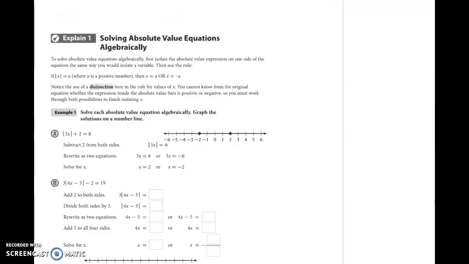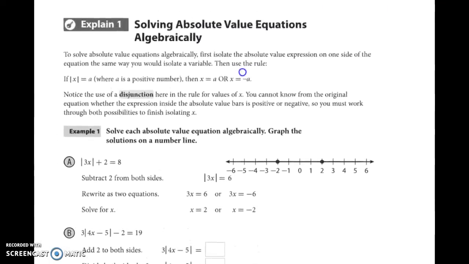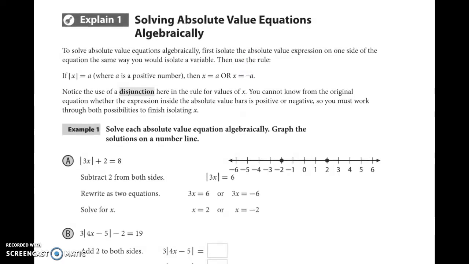So I'm going to go to the next page. We were on 601, now we're on 602. And we're going to explain how to solve absolute value equations algebraically. So to solve an absolute value equation algebraically, you have to first isolate the absolute value expression on one side of the equation the same way you would isolate a variable. So we need to get this absolute value by itself and everything else on the other side.